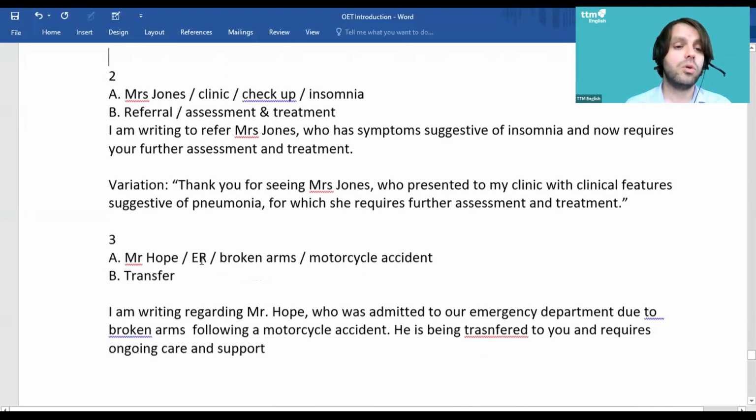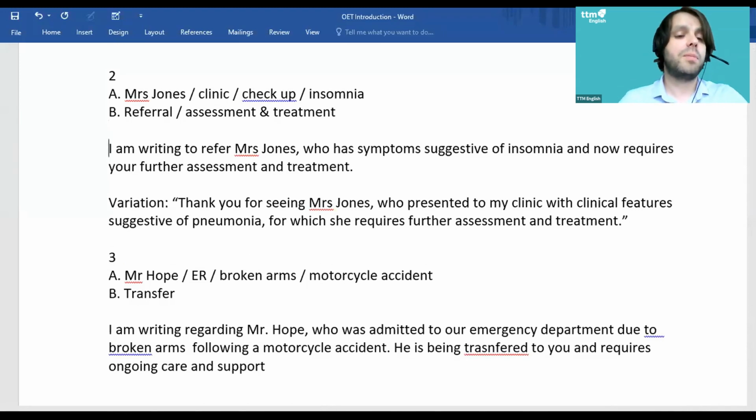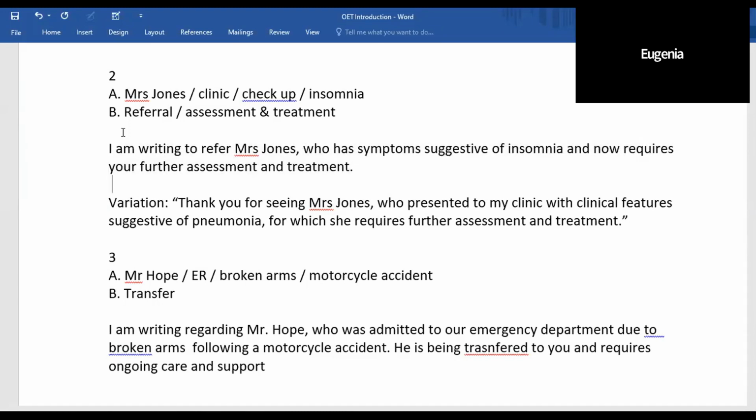Okay, number 2. I'm going to read it to you guys and you tell me, this is one of yours, you tell me what you think. I'm writing to refer Mrs. Jones, who has symptoms suggestive of insomnia and now requires your further assessment and treatment. Ooh. Yeah. What do we think?